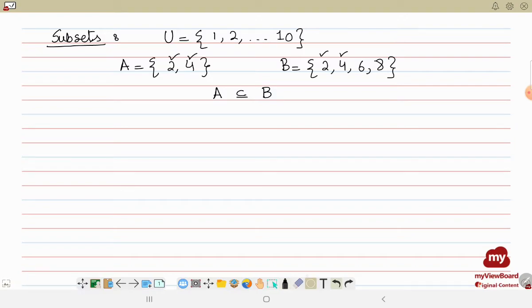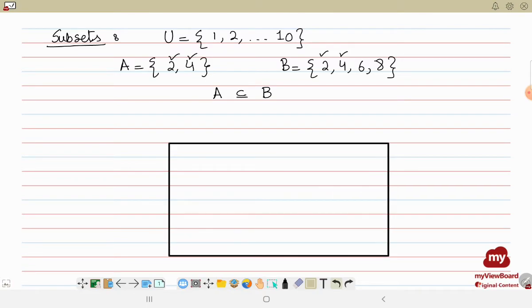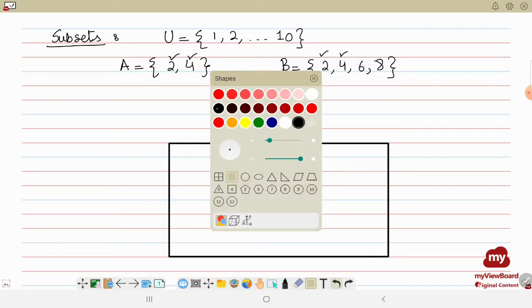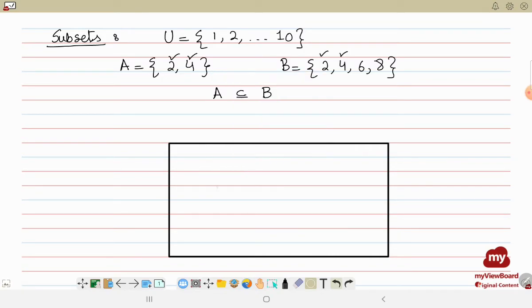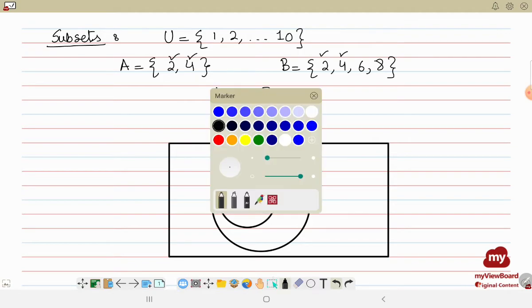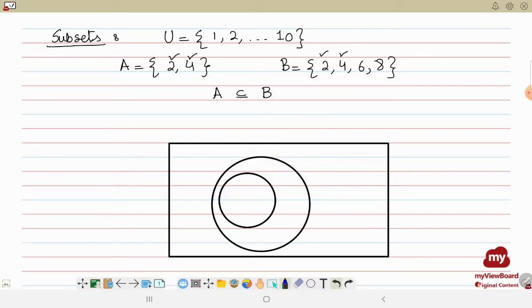So how are we going to represent the Venn diagram of these two sets? We'll make a rectangle for the universal set, then we'll make a circle. We'll make a circle like this, one circle and then another circle, because the set A completely lies within set B. So let's write down the elements. U is used for the universal set, then the set A, and then the set B. Now let's write down the elements.